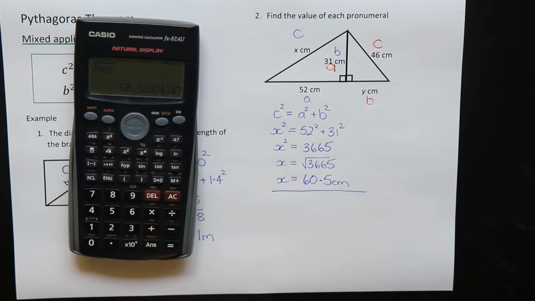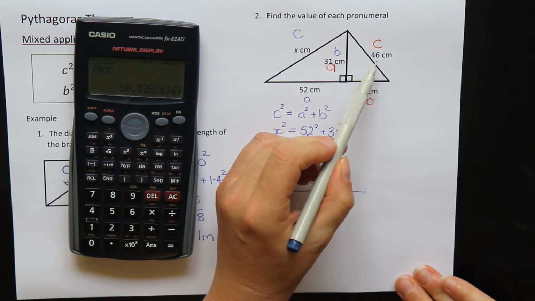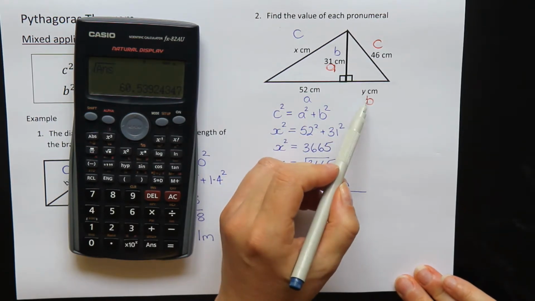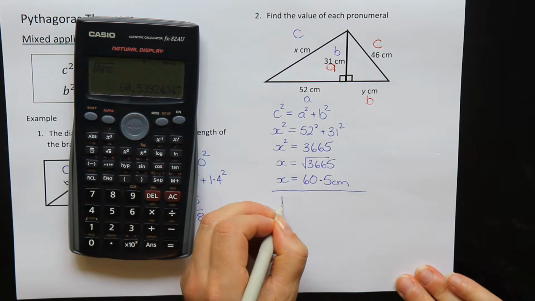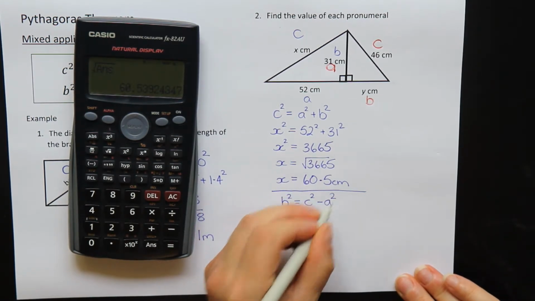Okay, so we're using the red letters. This time I know what the hypotenuse is. I have measurements for the hypotenuse, and I'm finding one of the shorter sides. I need to use the formula b squared equals c squared minus a squared.